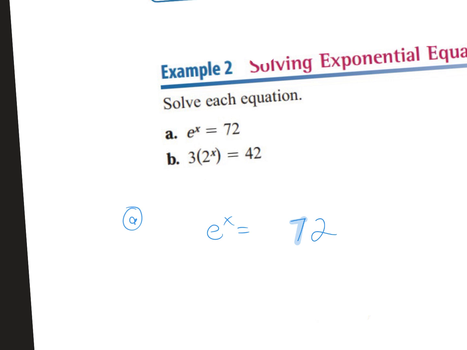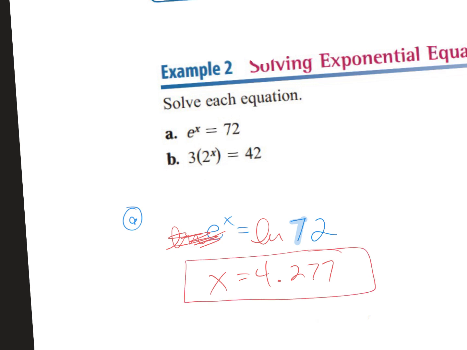So in order to get x all by itself, if I take the natural log of this side, what happens to the ln and the e? They cancel out. What you do to one side of your equation, you do to the other. So you do it on here. Now e and ln cancel, so you have x equals. In your calculator, give me 3 decimal places. What's ln of 72? 4.277.